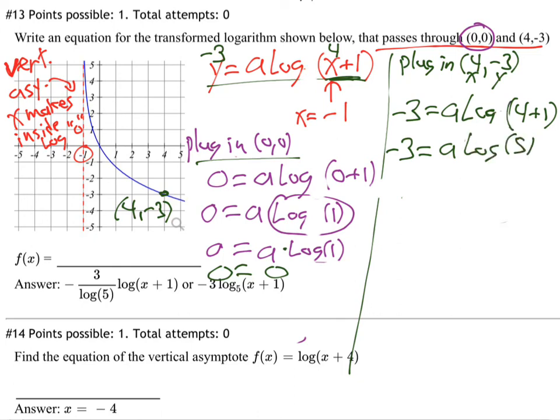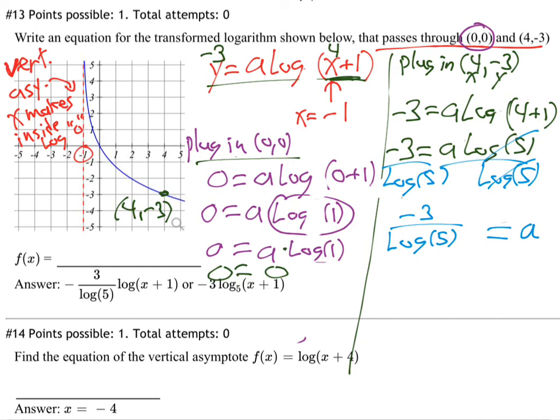So this is log of 5. So how do we solve for a there? To solve for a, we divide both sides by log 5. So a is -3 over log 5. That's the number that goes in the front.